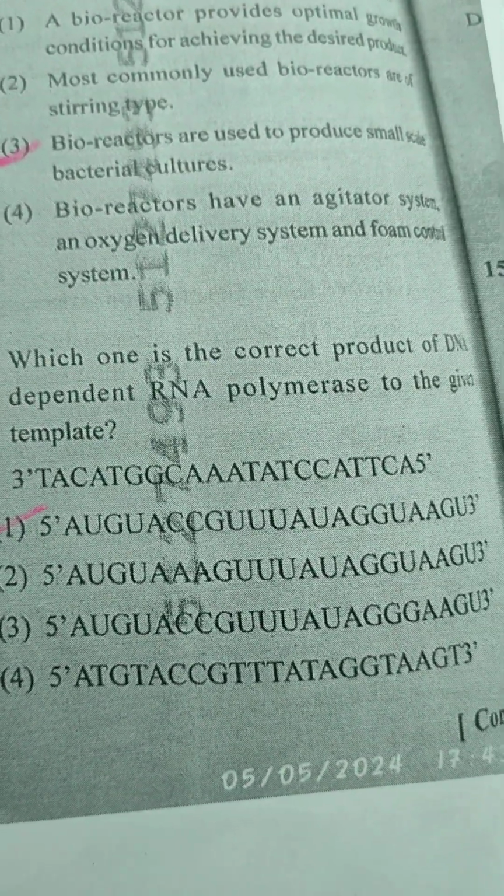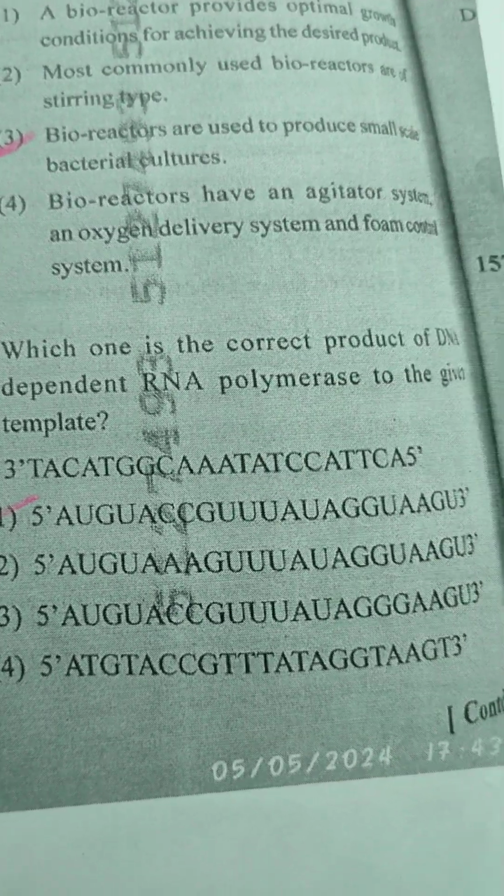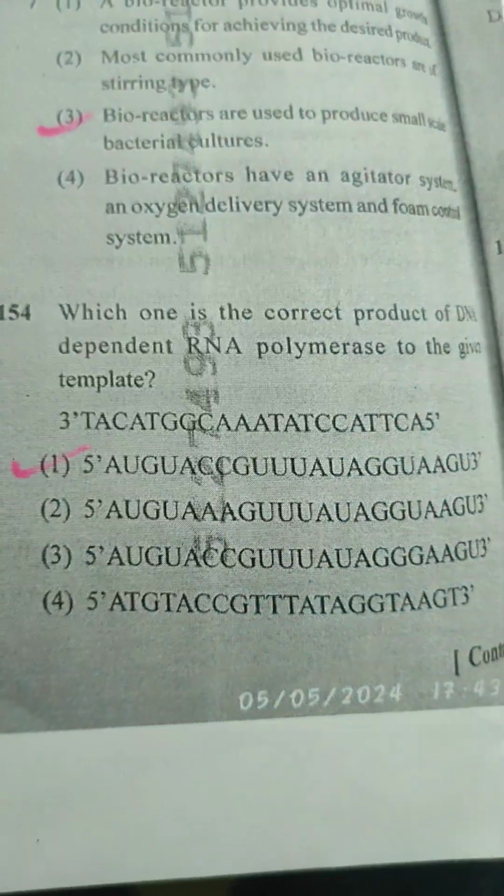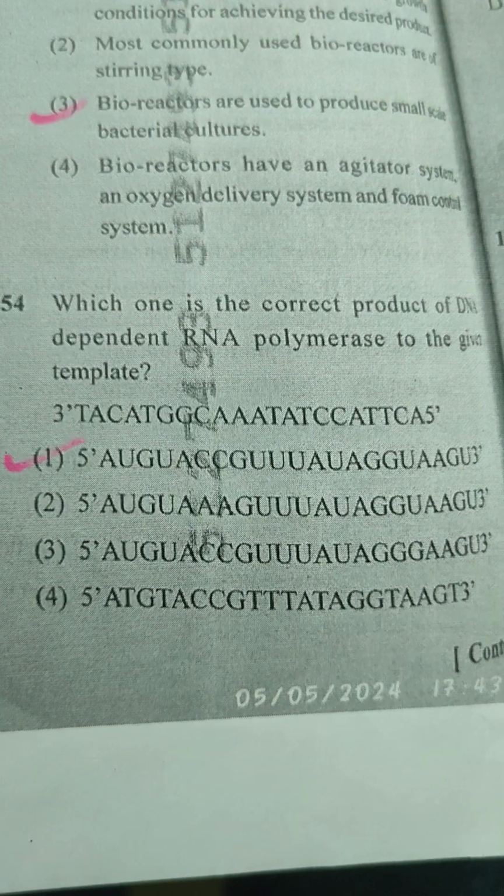Question number 154. Which one is the correct product of DNA dependent RNA polymerase to the given template? Correct answer is 1.